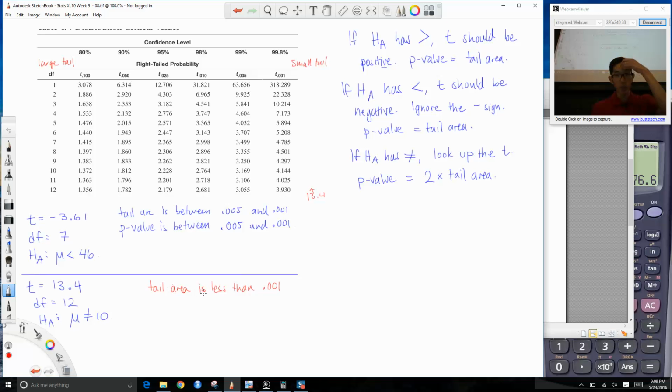So my tail area is less than 0.001. Because the alternative has a not equal sign, we're going to say my p-value is 2 times the tail. So what do we end up getting? We get the p-value is less than 0.001 times 2, so it's going to be 0.002. My p-value, whatever it is, is less than 0.002.